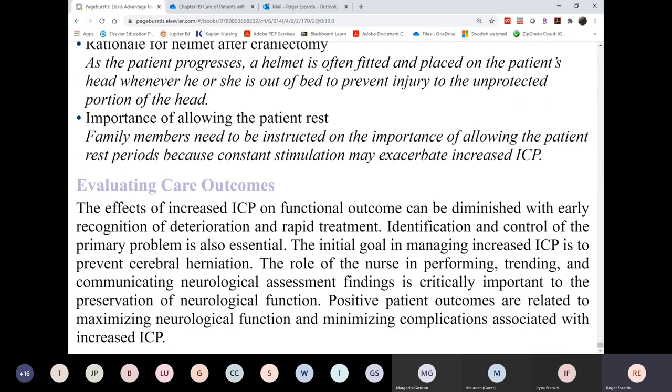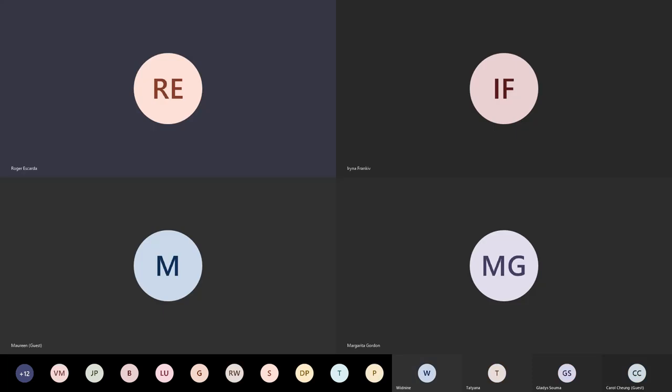And that's it. Okay, take a break, come back. We'll do traumatic brain injury. It should go faster because we have the basics already.